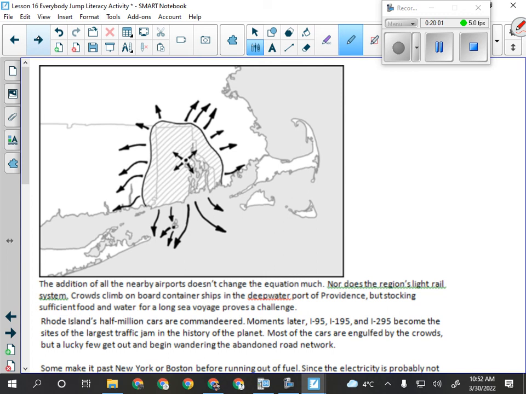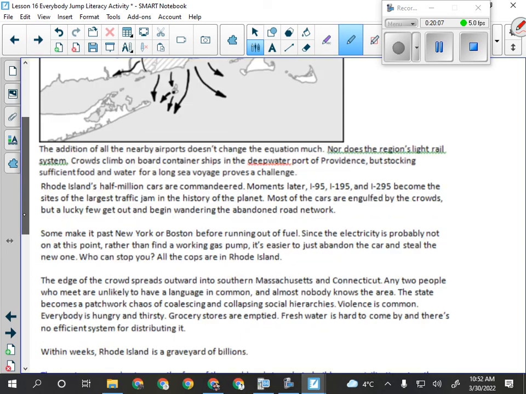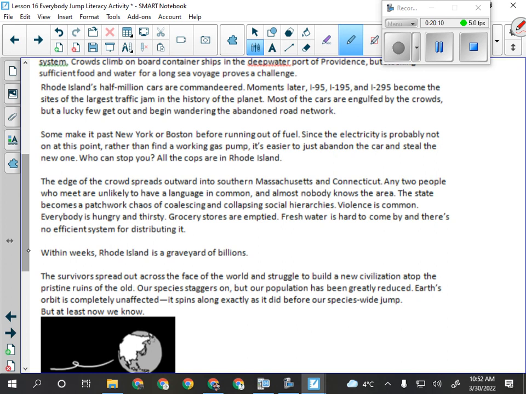Most of the cars are engulfed by the crowds, but a lucky few get out and begin wandering the abandoned road network. And some make it past New York or Boston before running out of fuel. Since the electricity is probably not on at this point, because no one's supervising the plants, rather than finding a working gas pump, it's easier to just abandon the car and steal a new one. You see society breaking down here to lawlessness? This is what would happen. Who can stop you? All the cops just jumped there in Rhode Island, so yeah.